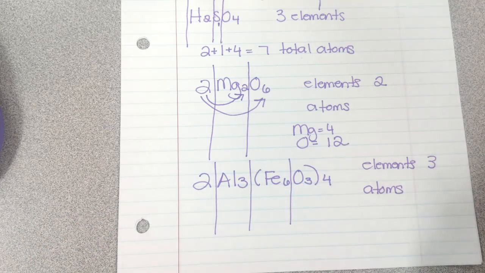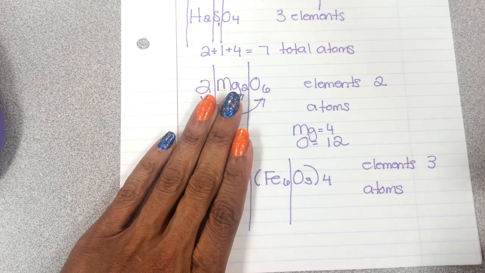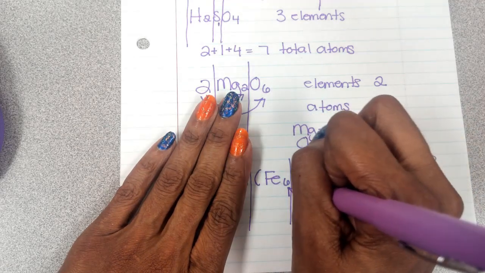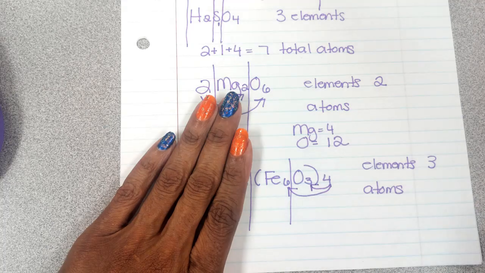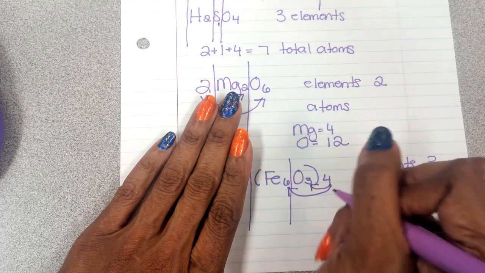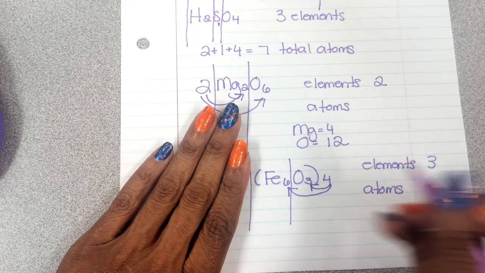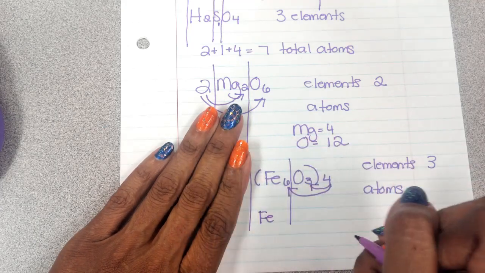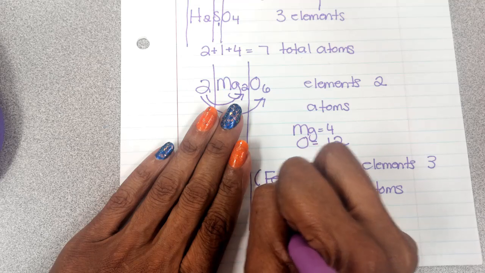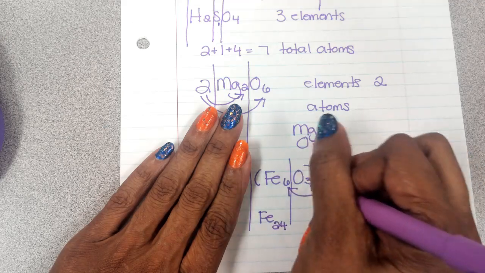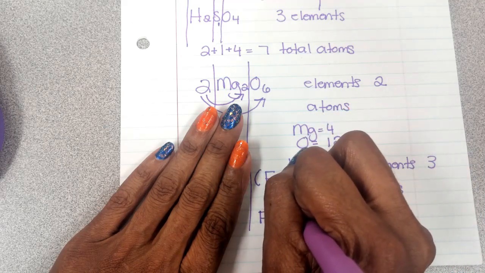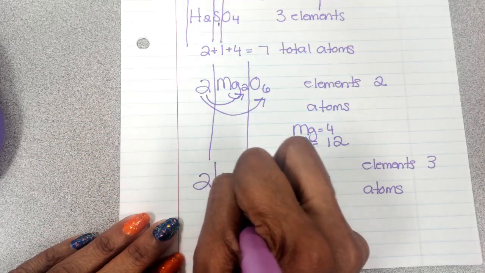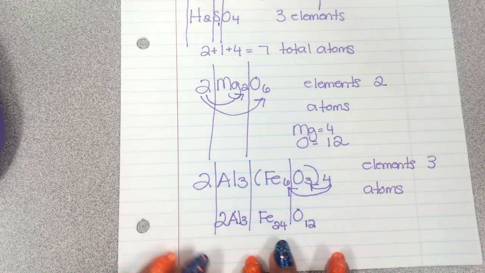Now, I have parentheses, so I've got to do those first. So we're going to ignore this for just a second. My 4 applies to my iron and to my oxygen. So what I'm going to do is rewrite my equation. So 4 times 6, I have a total of 24. And then 3 times 4 is 12. Then I bring down my aluminum. Okay, so now I've rewritten my formula.